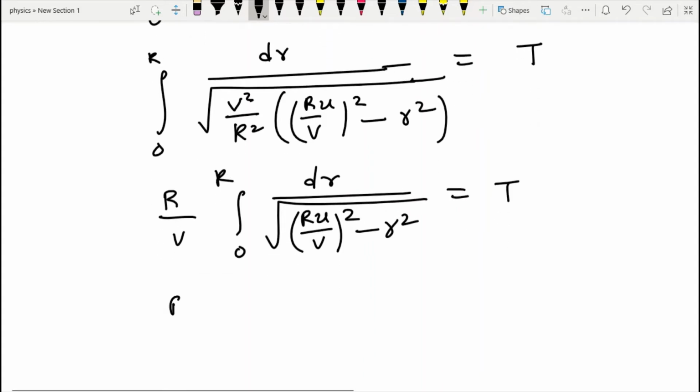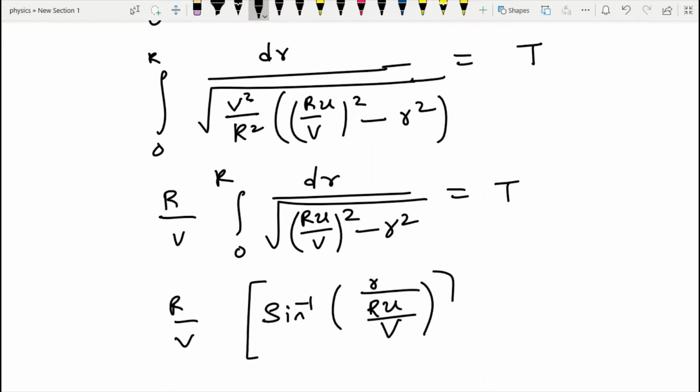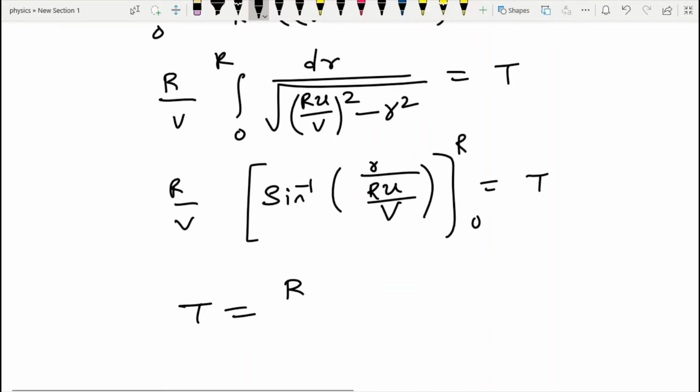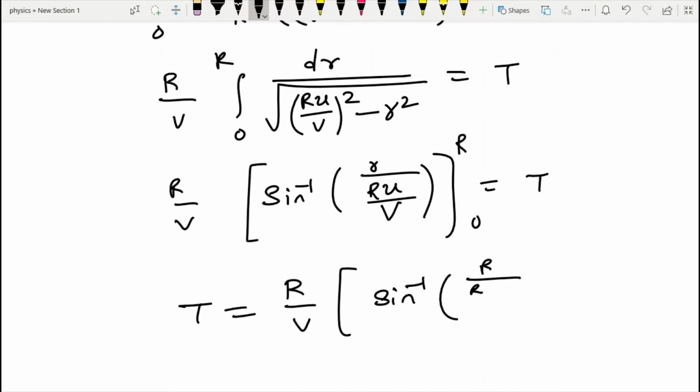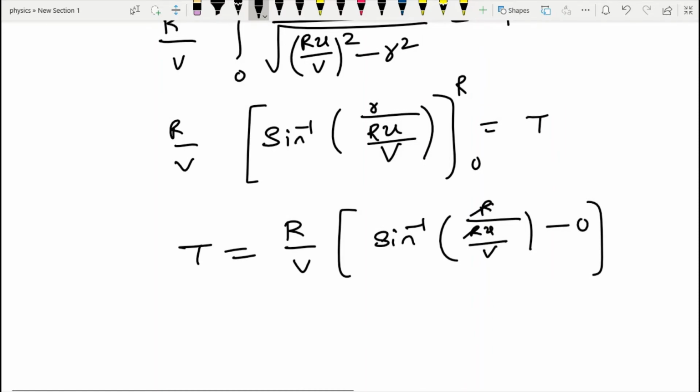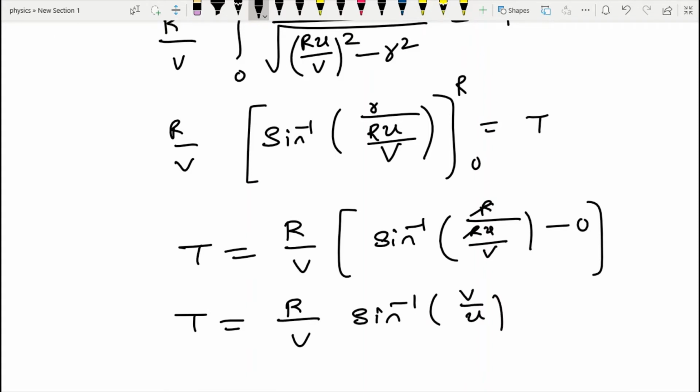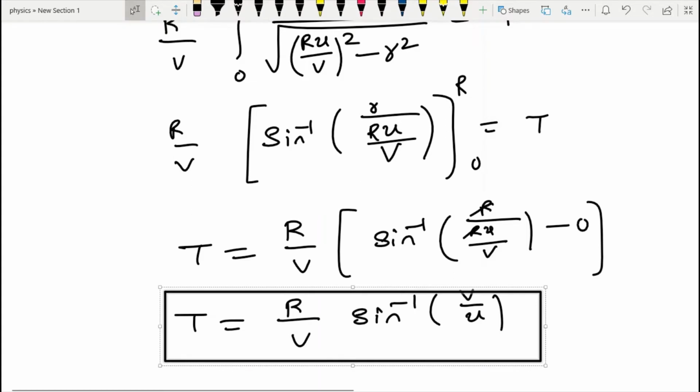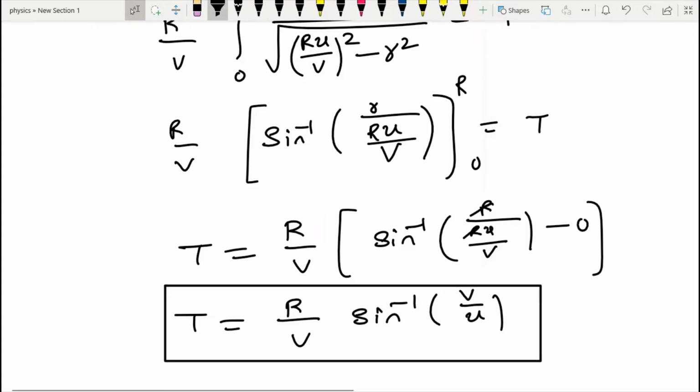Now integrating this expression, what is the value? Sine inverse of small r divided by R u divided by V, with limits running from 0 to R. So the value of t is given by R by V into sine inverse, and you can put the value of R u by V minus 0. So this R can be cancelled out. So t is equal to R by V sine inverse V by u. So this is the time taken by the particle P to catch the particle Q.